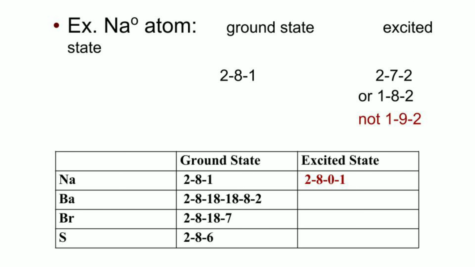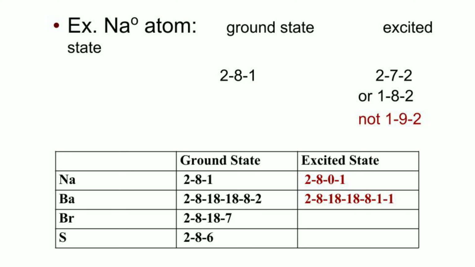One trick you can always use here if you can't remember the maximums is just add another energy level. So for sodium, we can take its last number, the number 1, and move it from the third shell to the fourth shell. So its excited state could be 2-8-0-1. Notice that in the ground state and the excited state, the electrons added together always equal the atomic number of the atom.